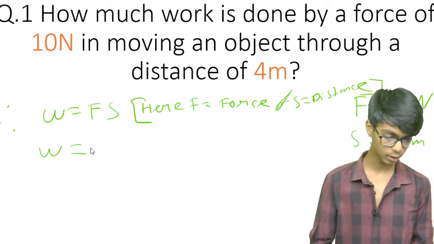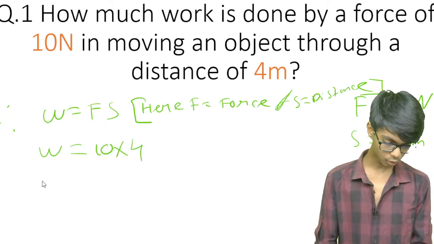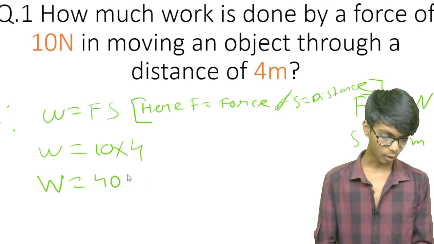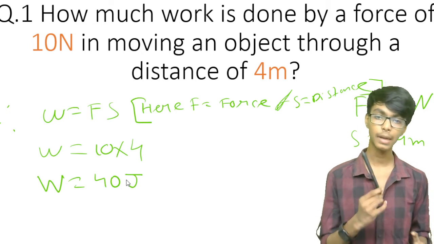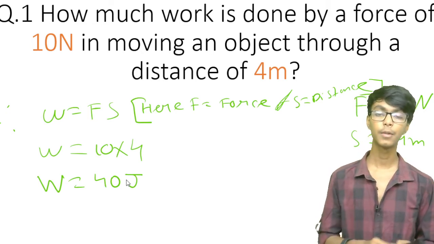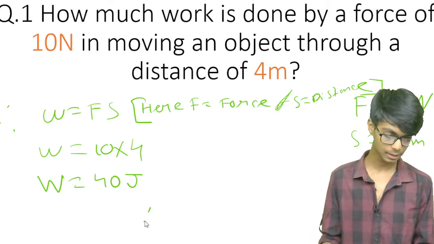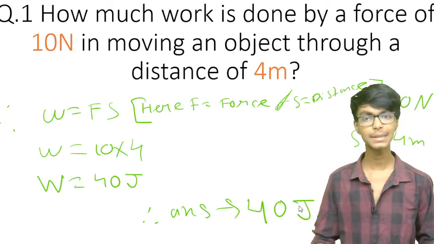Next, W equal to force, which is 10 Newton, into 4. W equal to 40 joule. Don't write Newton meter. Write joule. Joule would be better. If you write 40 joule, this is the answer. Answer equal to 40 joule. That was the sum.